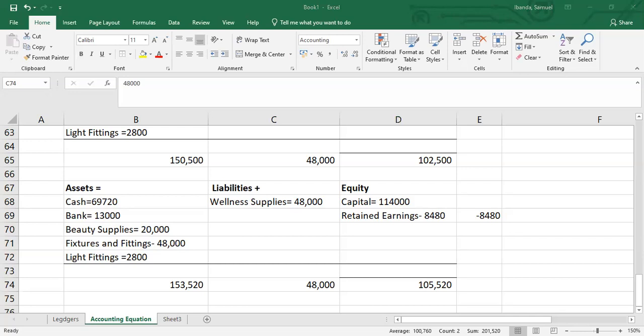So sometimes the accounting equation can actually be used to prepare the balance sheet. You get it? So it's important for you to just appreciate that as well. Just trying to share something small here.